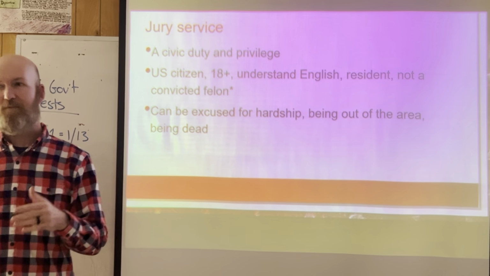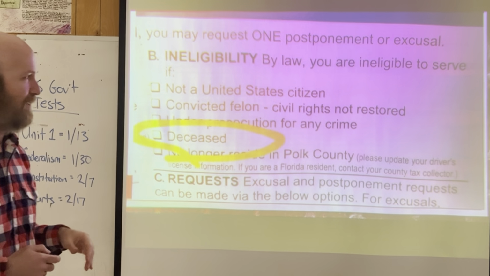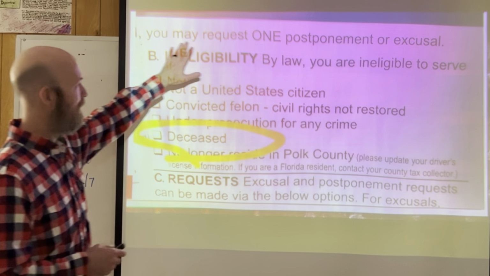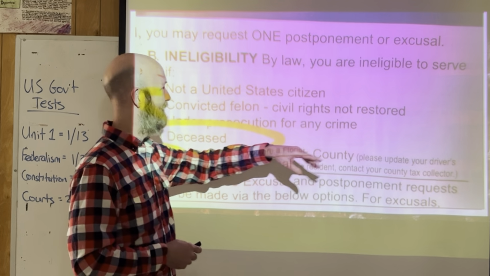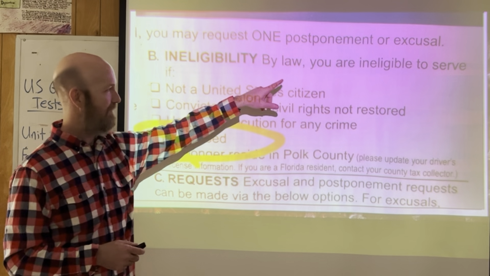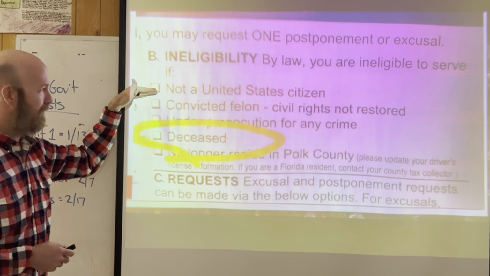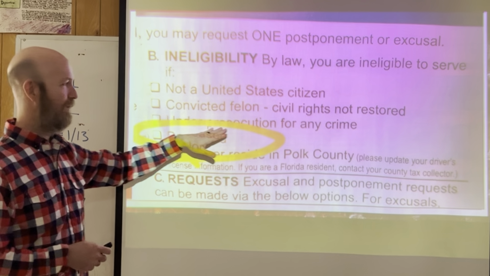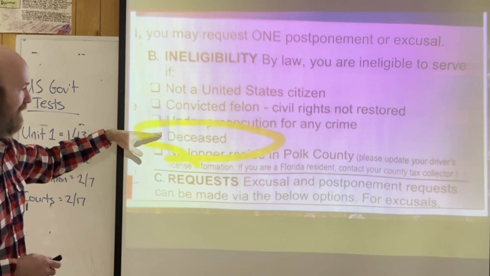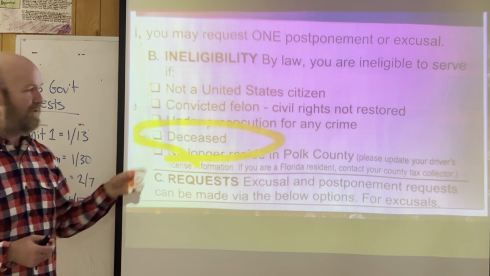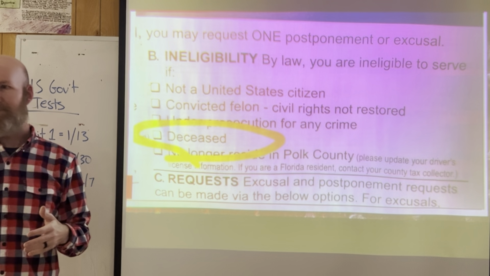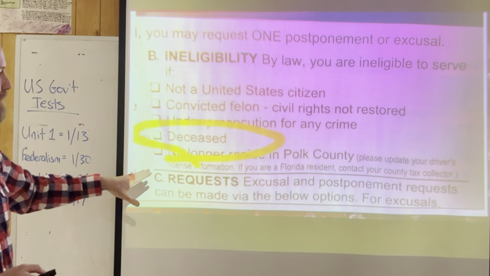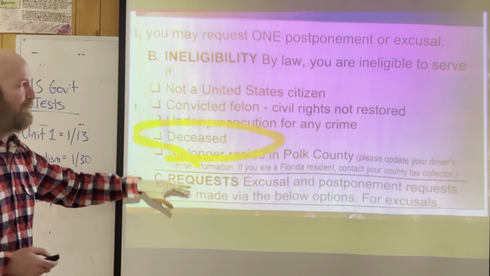Now that might seem obvious, but this is an actual picture of a jury summons for Polk County. And it says, you may request one postponement or excusal. You are ineligible by law to serve if you are not a United States citizen, you are a convicted felon, you are currently being prosecuted for a crime, or you are dead. And this form asks you to check the box and mail it back to them if you're dead. So if you are dead and receive a jury summons, you're supposed to fill out this form and let them know that you're dead, and then you will be excused, but only one time.